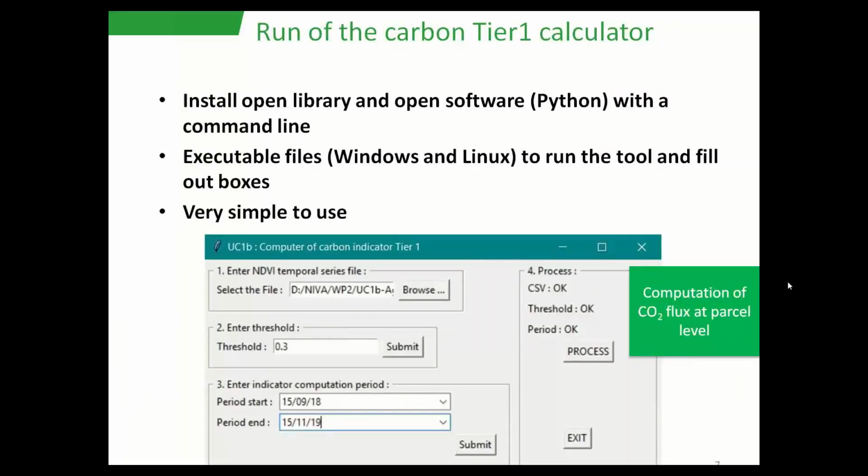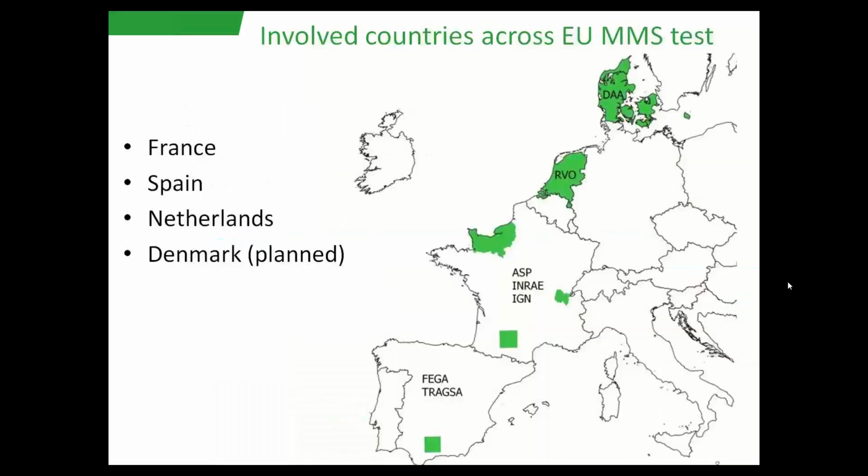So with EGN, the group developed a tool in Python, which is very easy to install, and there is an executable file to run the tool after just filling a few elements in the window that opens, like where is the file, what is the NDVI threshold you want to define, and what is the duration of the period on which you want to do the calculation. So it's very, very simple to use.